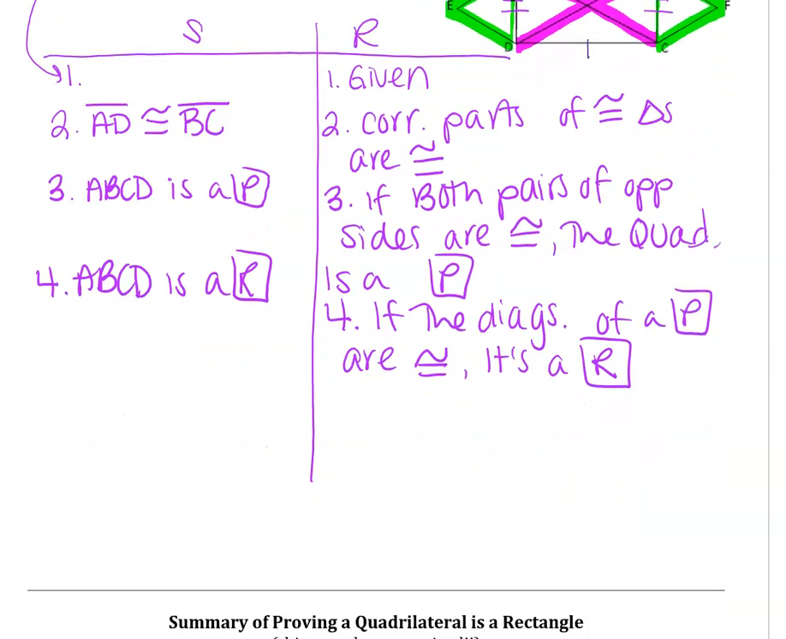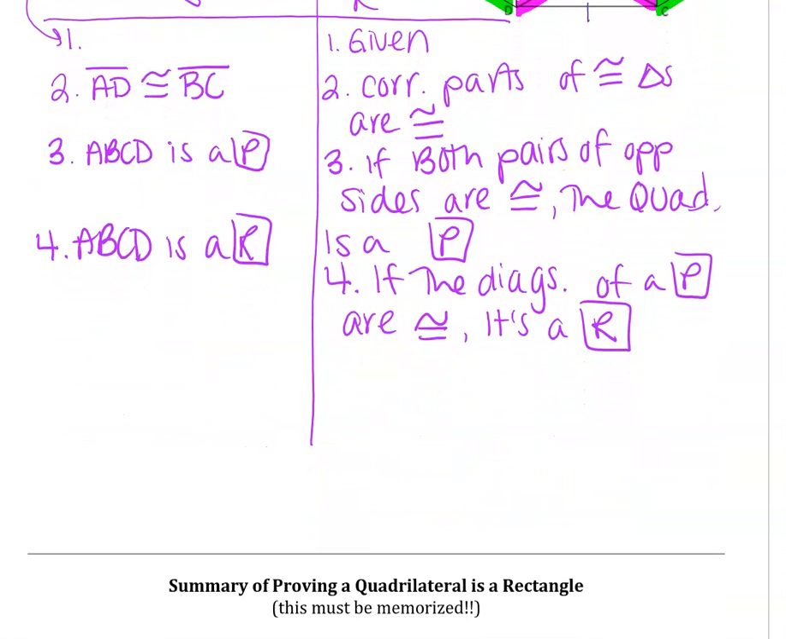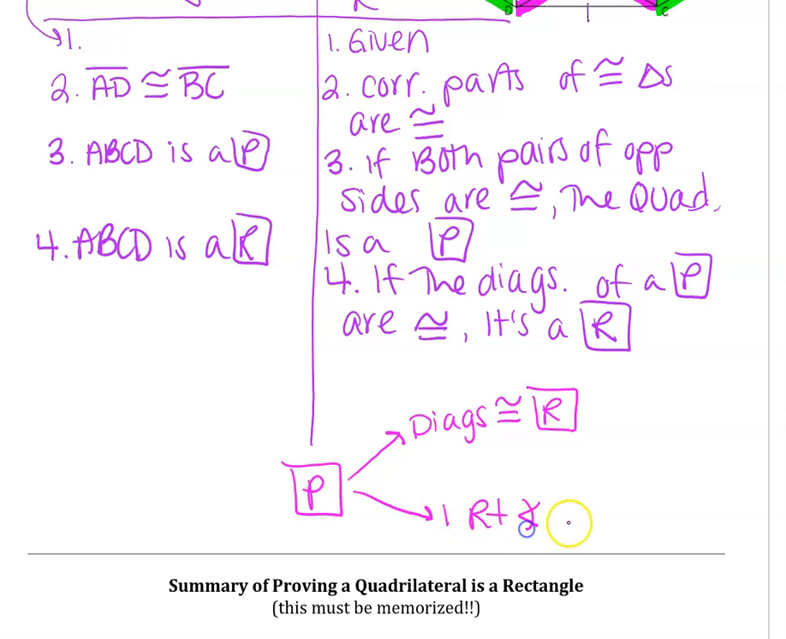Okay, so in summary, guys, if you have a parallelogram, either I've given it to you or you've proved it to be a parallelogram, you've got 2 options. You can prove the diagonals are congruent, and that'll justify a rectangle, or you can prove you have 1 right angle, and that'll justify a rectangle. Okay, so that's it. That's how you would prove a rectangle.